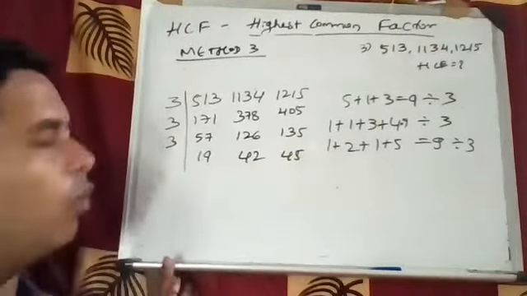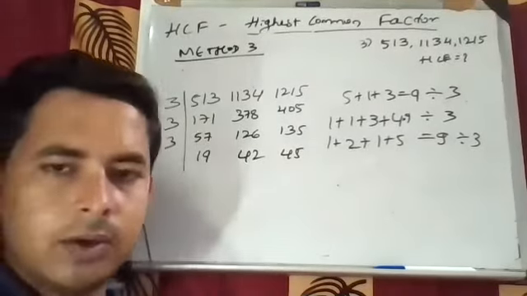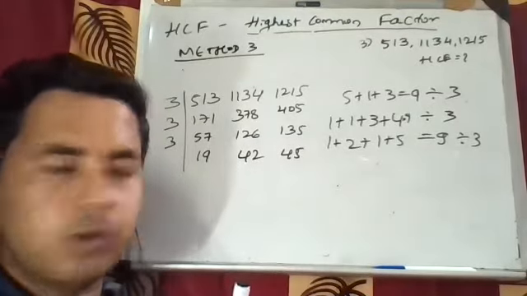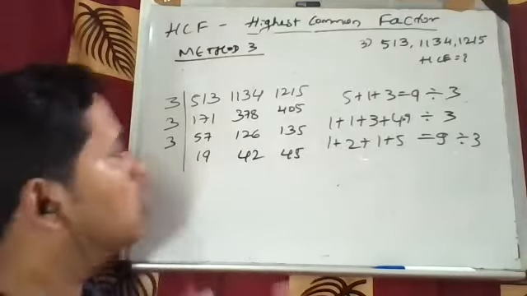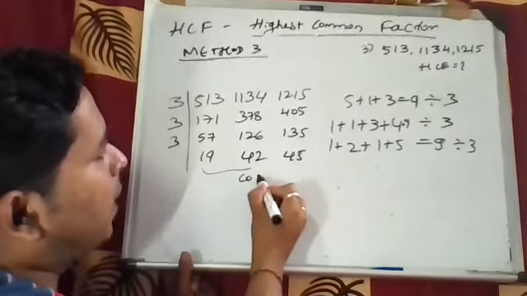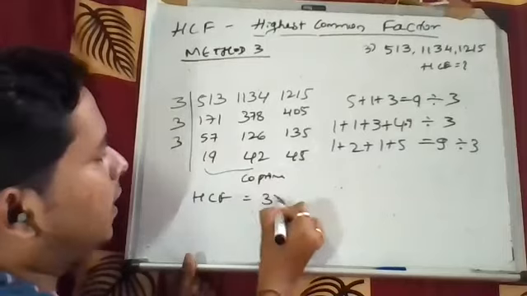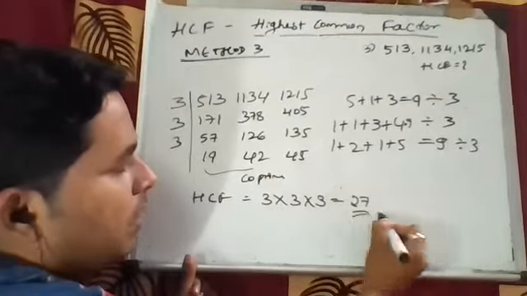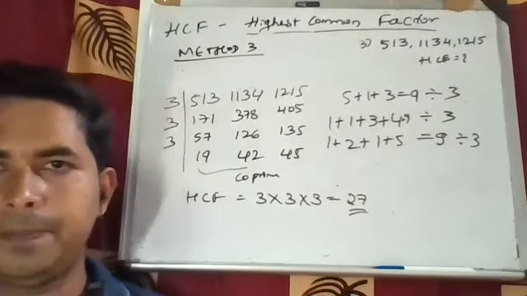Now it won't go by 9. Why? Here 1 plus 9 is 10, 4 plus 2 is 6, 4 plus 5 is 9; only one will go, the others will not. So you have to stop here, because these become co-primes. Then what is the HCF here? 3 into 3 into 3. So your answer is 27.